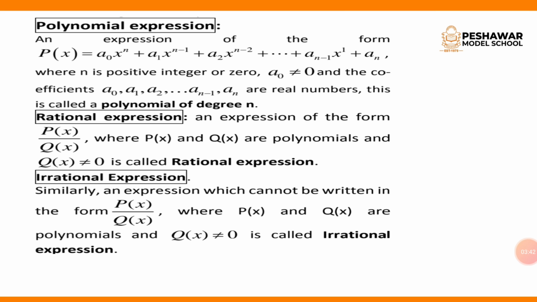Irrational expression. Similarly, an expression which cannot be written in the form of p of x over q of x, where p of x and q of x are polynomials and q of x is not equal to 0, is called an irrational expression. If q of x is equal to 0, then what will happen? Then it gives an undefined result. And when the result is undefined, then there is nothing else. So q of x must not be equal to 0.